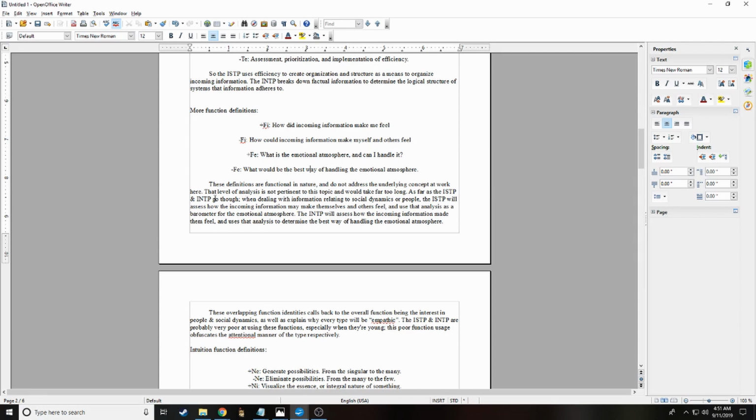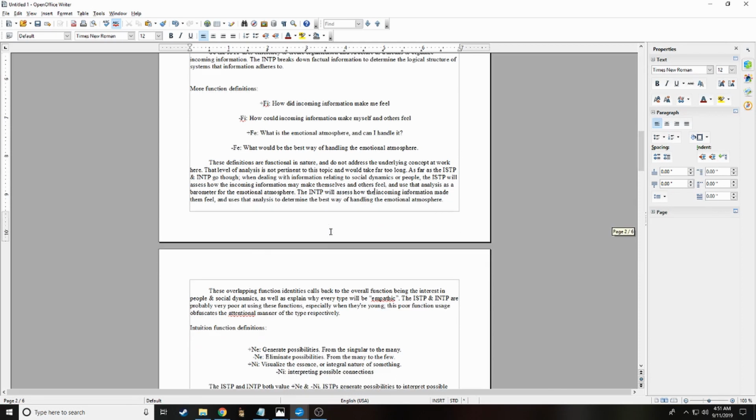As far as the ISTP and INTP go, though, when dealing with information relating to social dynamics or people, the ISTP will assess how the incoming information may make themselves and others feel, and use that analysis as a barometer for the emotional atmosphere. The INTP will assess how the incoming information made them feel, and use that analysis to determine the best way of handling the emotional atmosphere. So really, it's how they implement these F functions that is going on here.